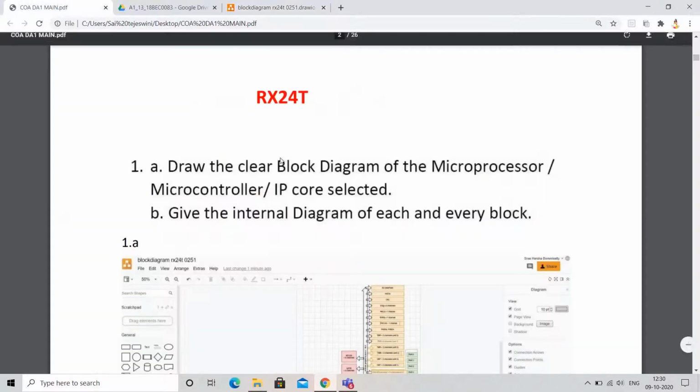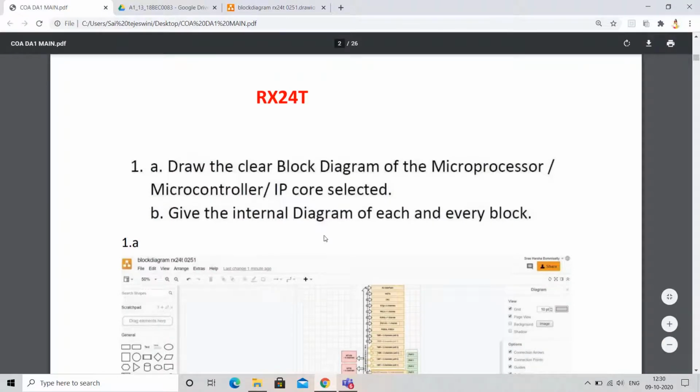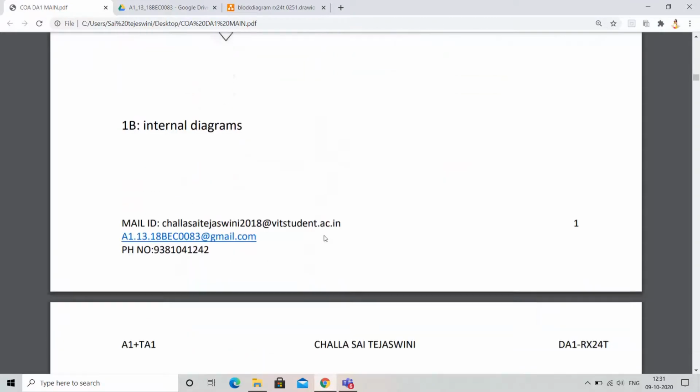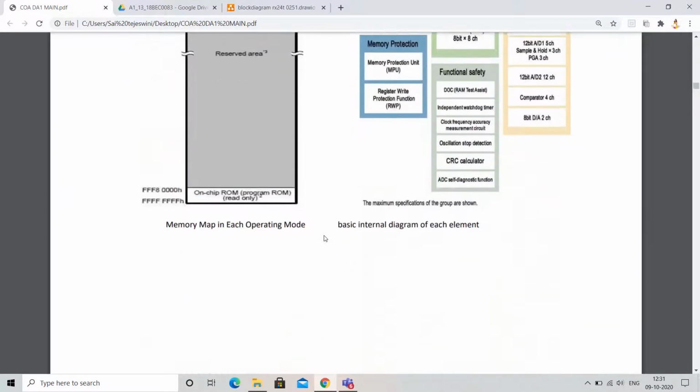Give the internal diagram of each and every block. These are the internal block diagrams of RX2040.